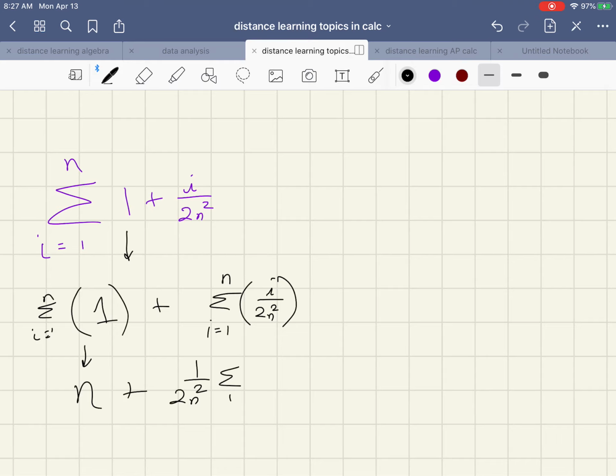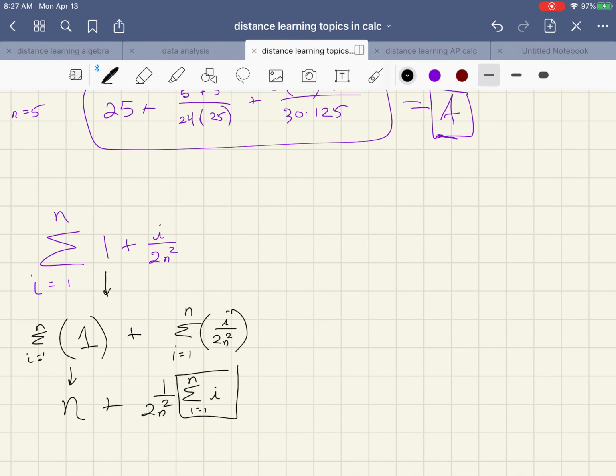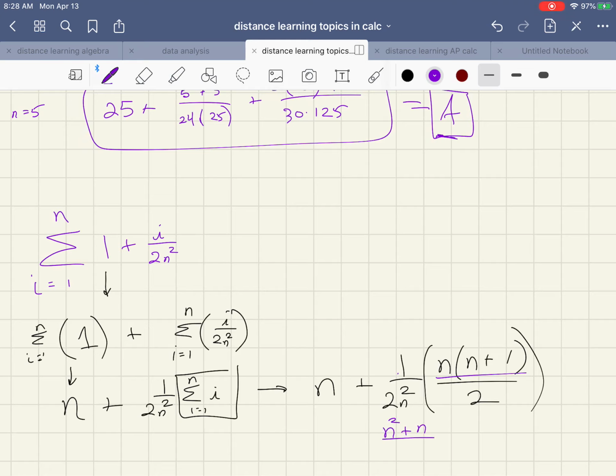Here, I'm going to factor out 1 over 2n squared, and this is what I'm going to substitute out. So I'm going to get n plus 1 over 2n squared times n plus 1 all over 2. And I'm going to figure out what all of this equals. The top is 1 times this, so it's n squared plus n. The bottom is 4 over n squared, and over here I get n. And now I can really just plug in my 2 fairly easily.